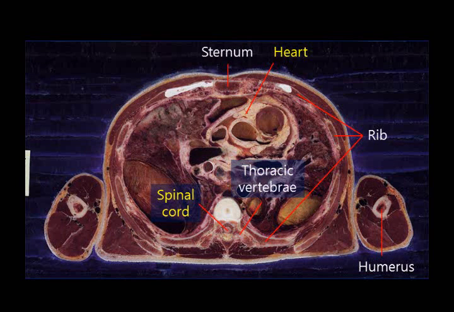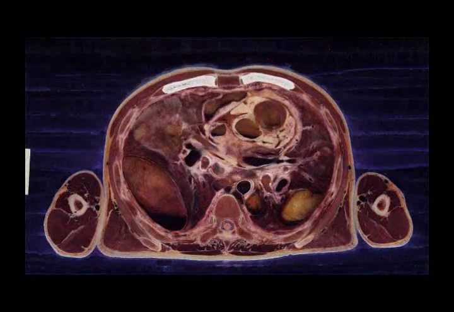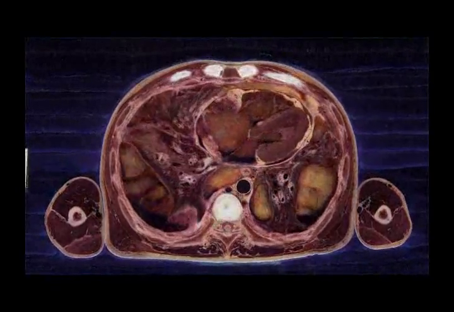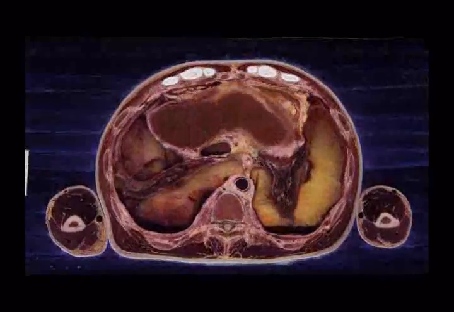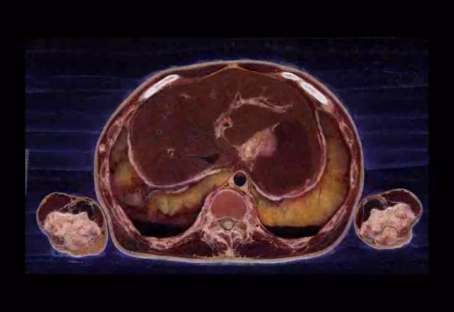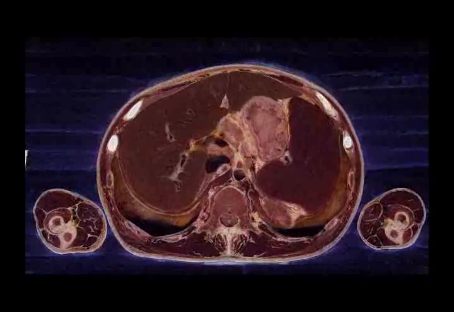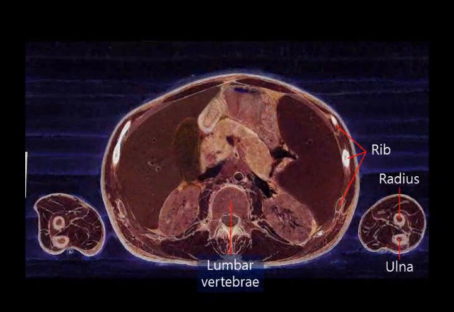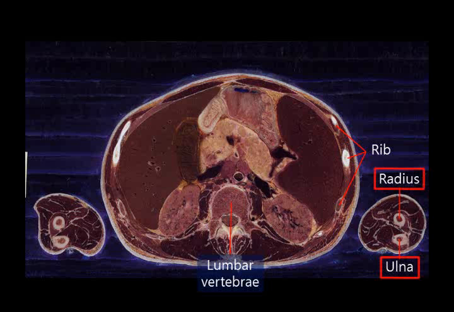From the vertebral column, the thoracic vertebrae are the ones attached to the ribs. The ribs go to the anterior side of the body and attach to the sternum. See that the heart is located behind the sternum. The humerus meets with the ulna and radius.